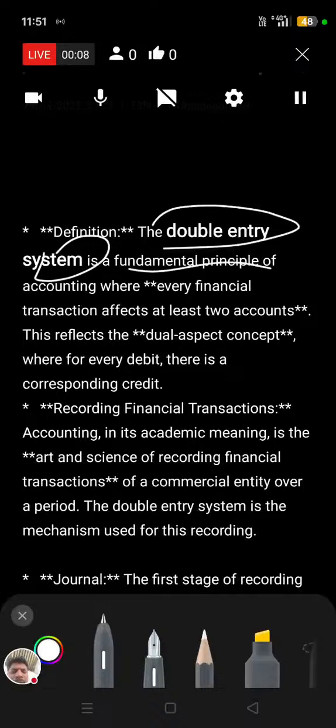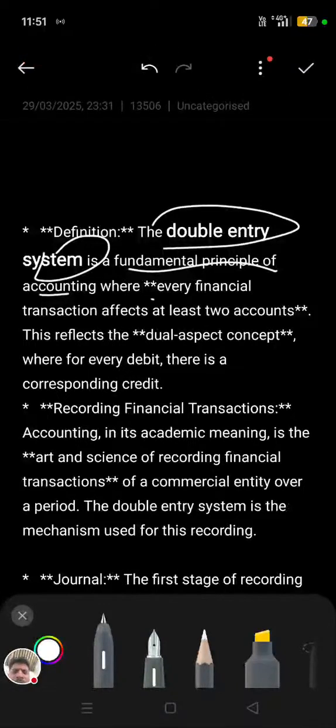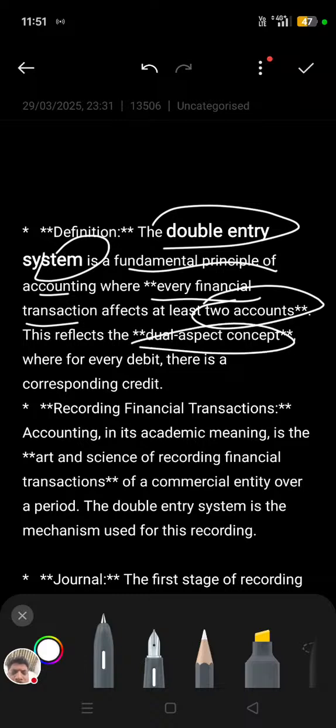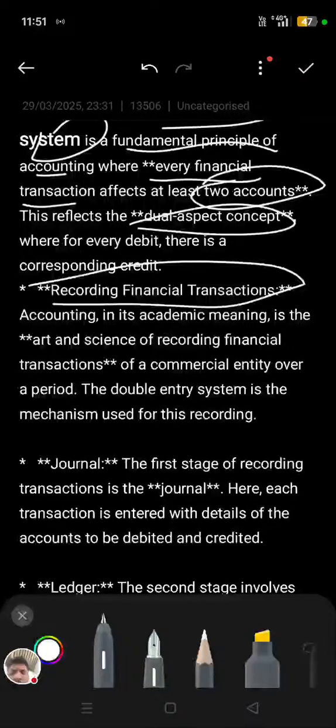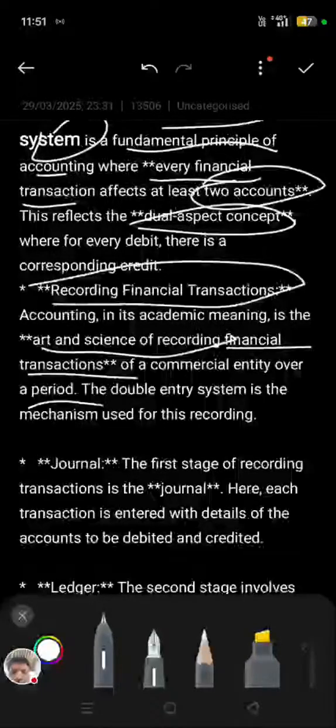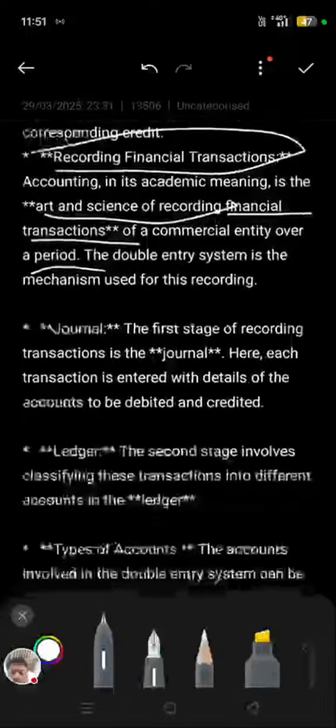It is a fundamental principle of accounting where every financial transaction affects at least two accounts. This reflects the dual aspect concept, where for every debit there is a corresponding credit. Recording financial transactions: accounting, in its academic meaning, is the art and science of recording financial transactions of a commercial entity over a period. The double entry system is used for this recording.